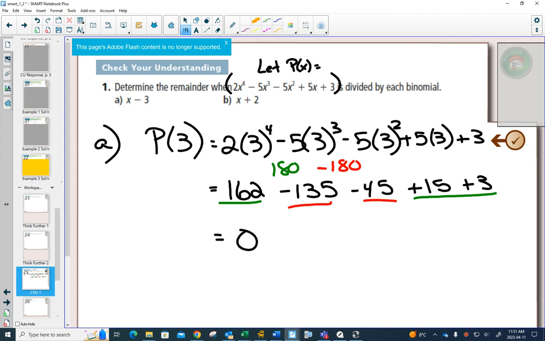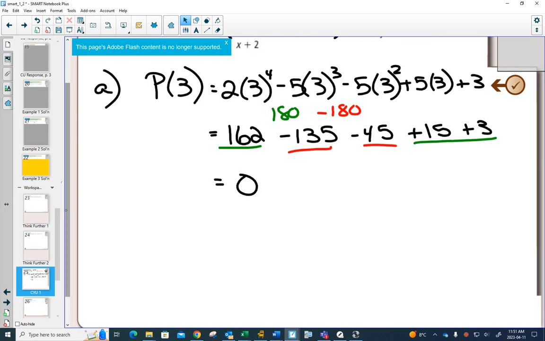Then the mental math is a little bit easier, right? Sometimes doing things in order makes your mental math harder. Take a moment to look at it and see if there's any ways that you can make your mental math easier. So we get 0. Beautiful. Using synthetic division. All right.